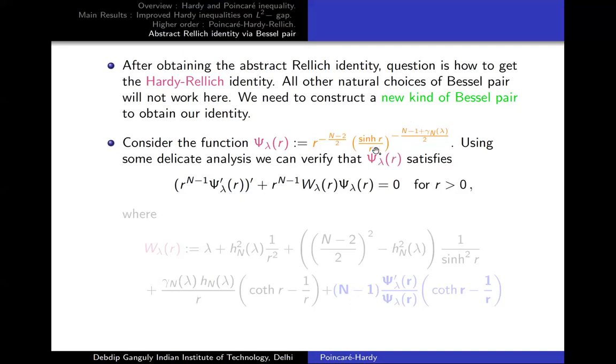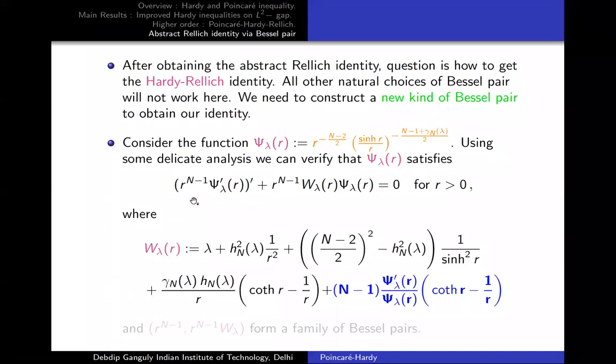That is the main idea we got from there, that this might help us in proving a new kind of Bessel pair, because this deals with the Laplacian of H^n, and we have to come to the Laplacian of R^n, with some term plus some remainder term. These types of functions play a role in wave equation theory. So we use that type of function and we construct a very nice Bessel pair, where V is r to the power n-1, and W is r to the power n-1 times W.